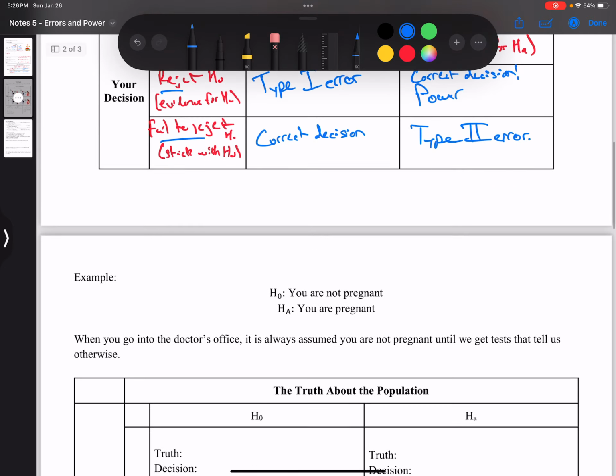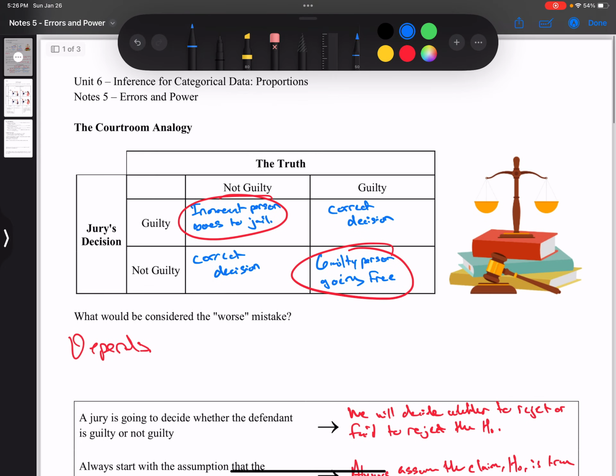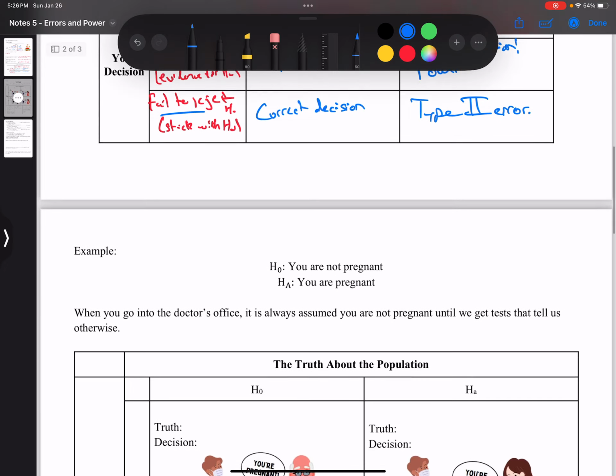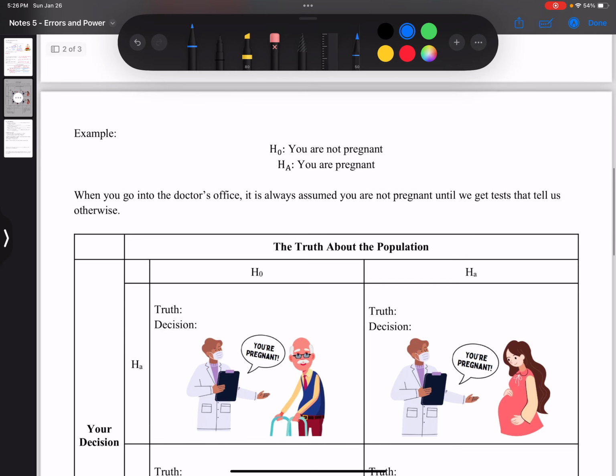All right, so now we're gonna look at another example. It's the exact same sort of situation, but if the courtroom thing didn't really make much sense, maybe this one will make a little bit more sense for you, okay? So let's imagine somebody's going to a doctor's office, and these are our two hypotheses. Our null hypothesis is that they are not pregnant, and the alternative is that they are pregnant.